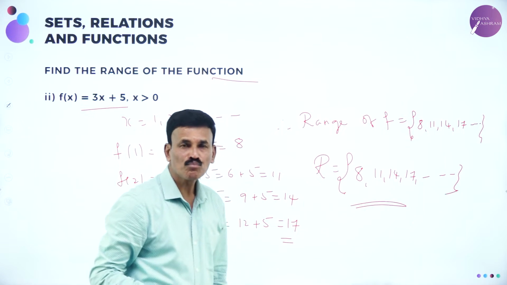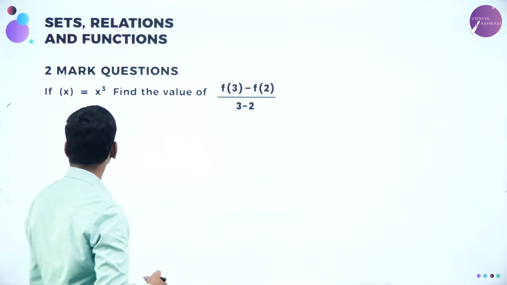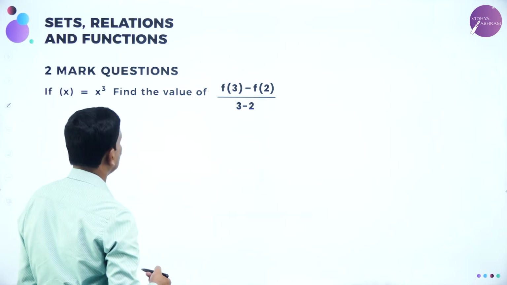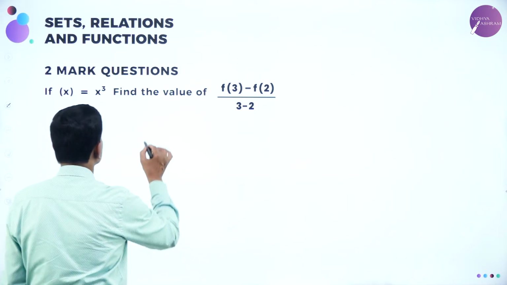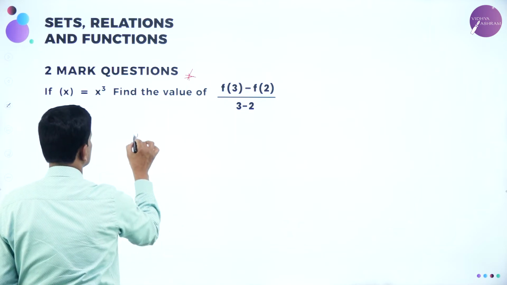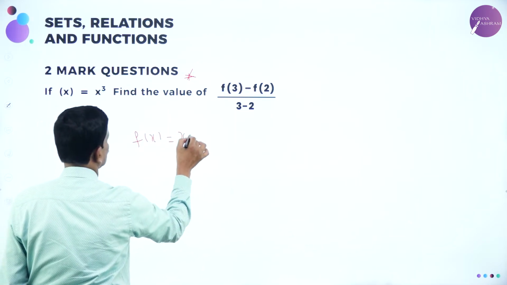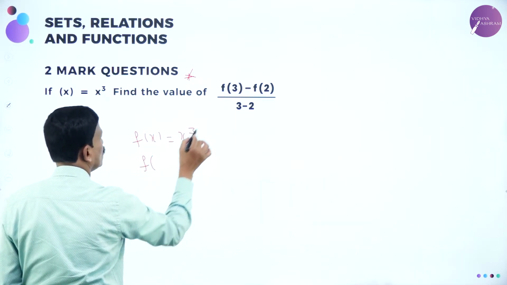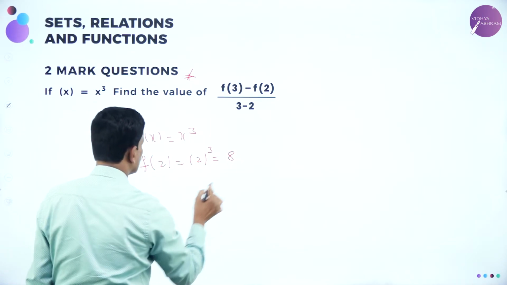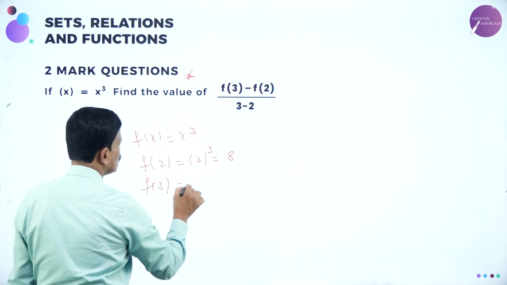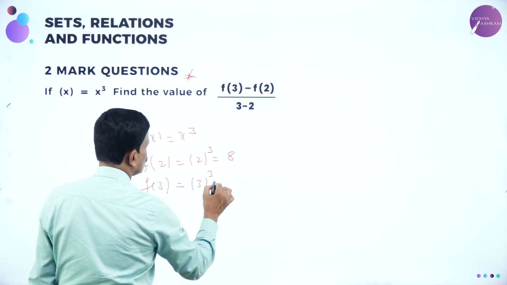Okay. Now, let us come to the next problem. If f of x is equal to x cube, find the value of f of 3 minus f of 2 divided by 3 minus 2. Very simple problem. This is also important. So, what is given? f of x is equal to x cube. Just find out the value of f of 2. f of 2 is 2 cube. 2 cube is 2 2s are 4, 4 2s are 8. Again, find out f of 3. 3 cube. 3 3s are 9.